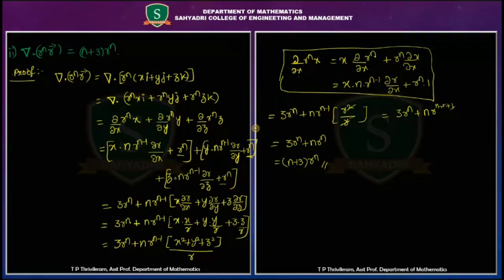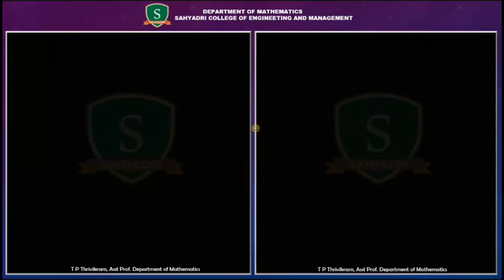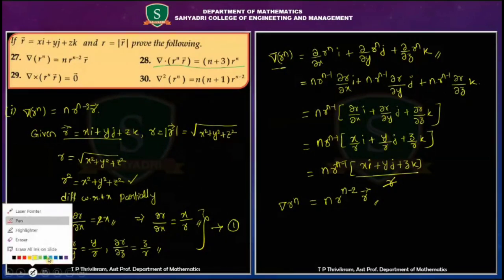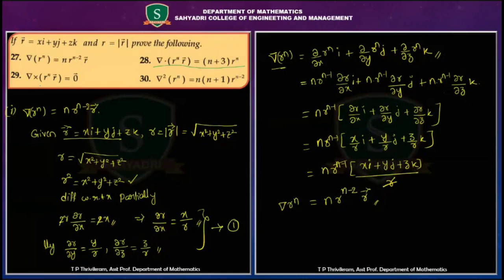So we'll go for the next one. Next one we'll see: del cross r^n into r. That value you have to prove as zero.